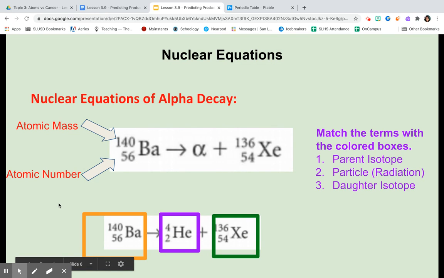Before we get to those types of practice problems, just a quick check-in: can you identify the parent isotope, the particle, and the daughter isotope in this example? Go ahead and pause the video and then unpause when you're ready.